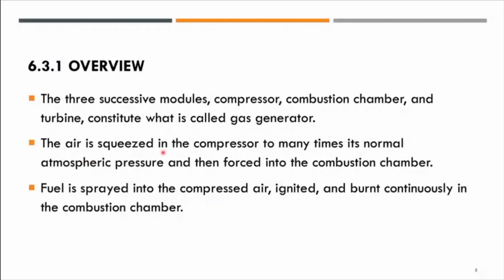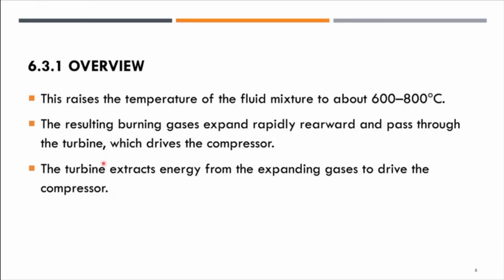So the air is squeezed in the compressor to many times its normal atmospheric pressure, and then forced into the combustion chamber, where fuel is sprayed into the compressed air, ignited, and burned continuously in the combustion chamber. So basically, that is the basic principle of the turbojet engine, right? So what happened inside the combustion chamber? Basically, this raises the temperature of the fluid mixture to about 600 to 800 degrees Celsius.